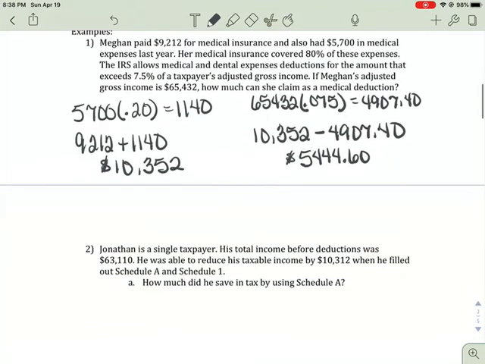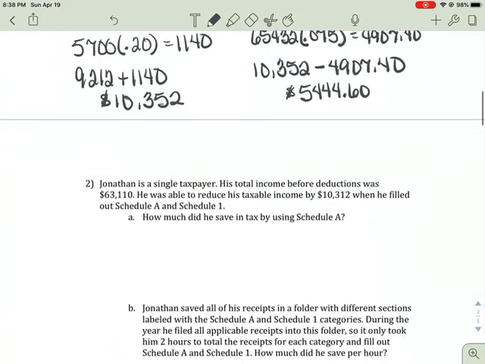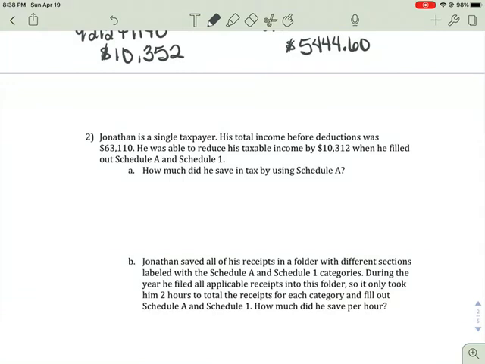Okay, so she was allowed to deduct $5,444.60. All right, so here's Jonathan. He's a single taxpayer. His total income before deductions was $63,110. He was able to reduce his income by $10,312 when he filled out his Schedule A and Schedule 1. How much did he save in tax by using Schedule A?